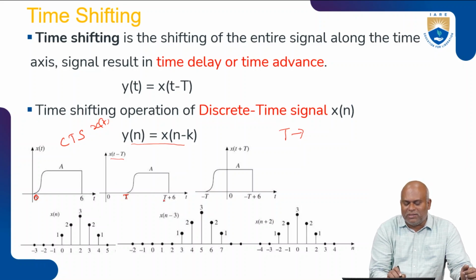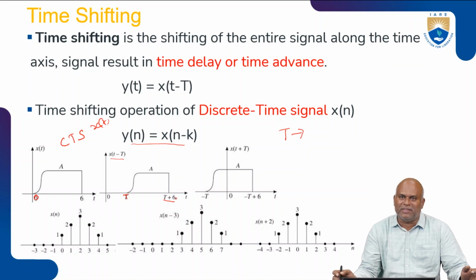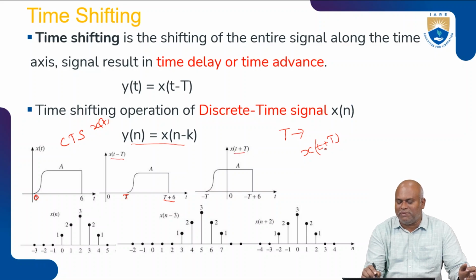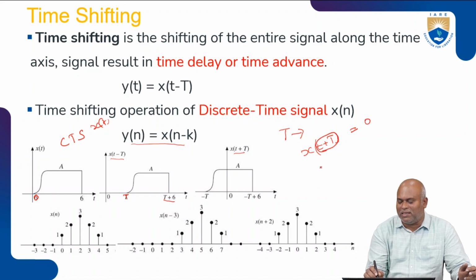How much time delay is going to happen? x of t minus T, ending at T plus 6. Next, if we go for the advance, I represent x of t plus capital T. Here I write x of t plus T, and we take the origin. That means the time interval is taken for the origin. T plus capital T is equal to 0, then t starts at minus T. That's why I mark it here as minus T.